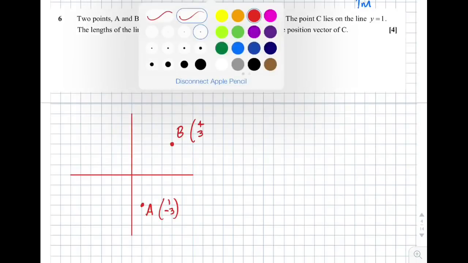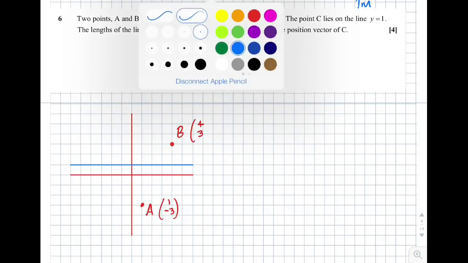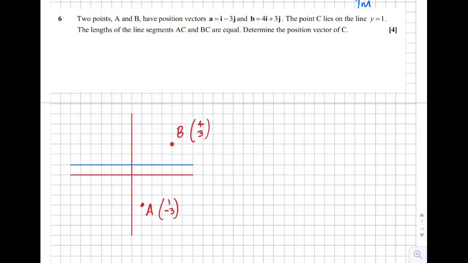And then we've got another point C, which is on the line y equals 1. So we know it's somewhere along this line. It has y coordinate 1, but we don't know the x coordinate. What we do know is the distance from A to C and the distance from B to C are equal. So I reckon it looks like it's going to be around about here, just because it looks to me like that's around about where those lines would be equal. It doesn't really matter, this is just for my sketch.